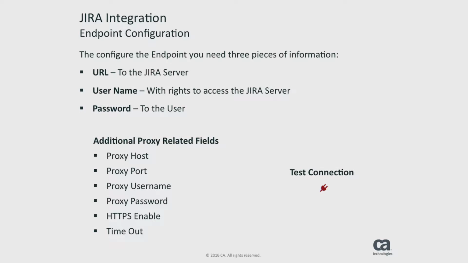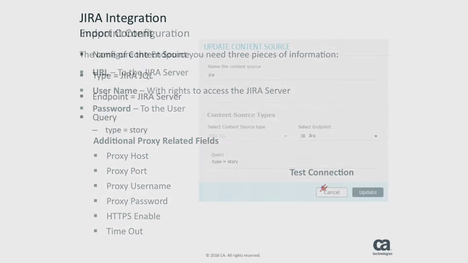The information you need to have for the connection to JIRA is a URL, a username, and a password. And this user must have the rights to interact with the JIRA server at the level you need it to have. There are also a bunch of additional settings in the configuration for the endpoint that have to do with the proxy, proxy port, proxy username, password, and various HTTPS and timeout settings, if you need to use those. As I described earlier, you'll need to hit the button that says test connection, and if you get the red plug, then you know you've got a failed connection and you need to try to figure out what you've done wrong.